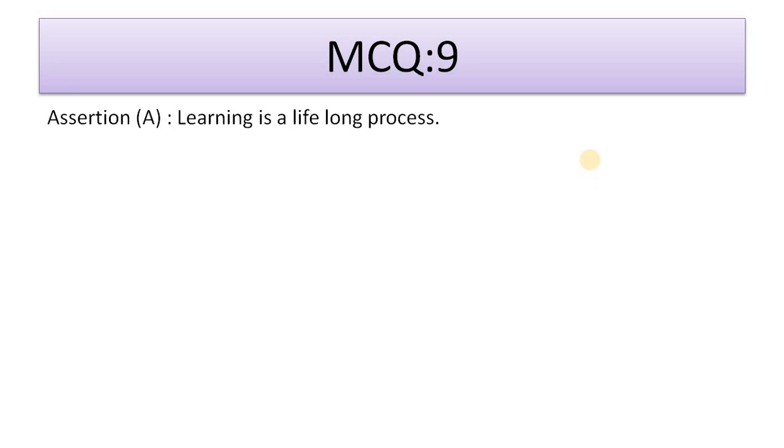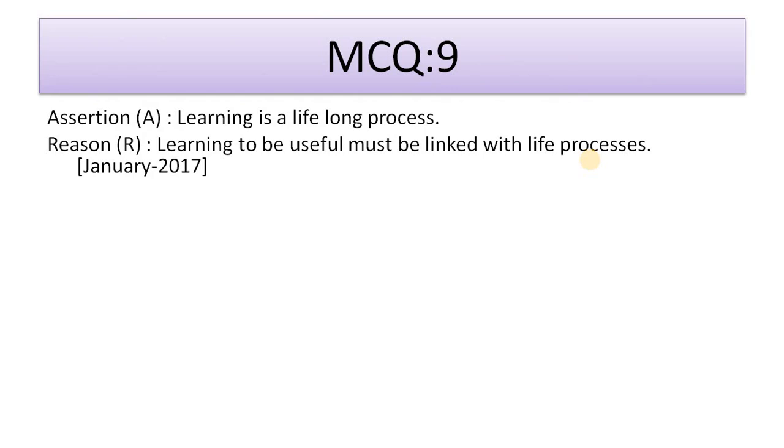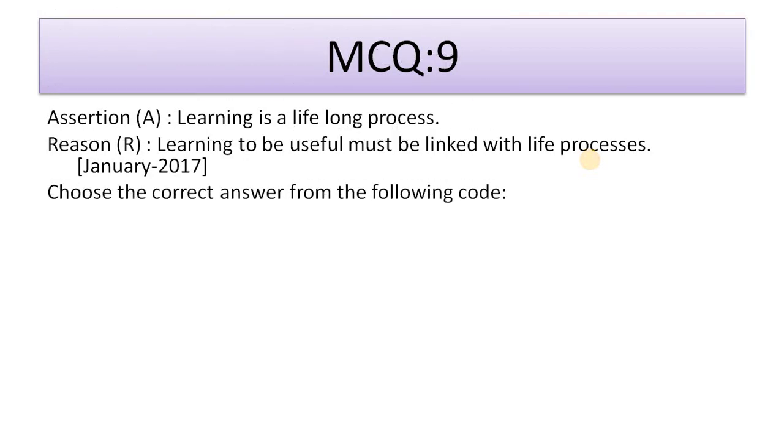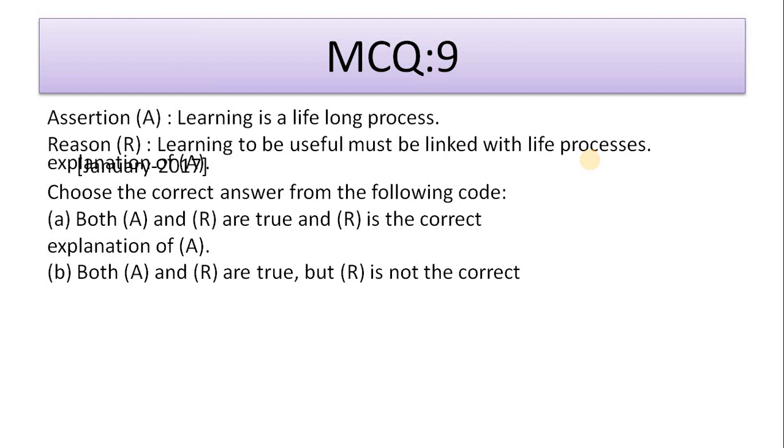Now, learning is a lifelong process. Obviously it is. The reason is saying learning to be useful must be linked with life processes. So if learning is to be useful, then obviously it should be connected with the life processes. I think both statements are correct, and the reason is a true explanation of the assertion. Obviously option A will be the right one.